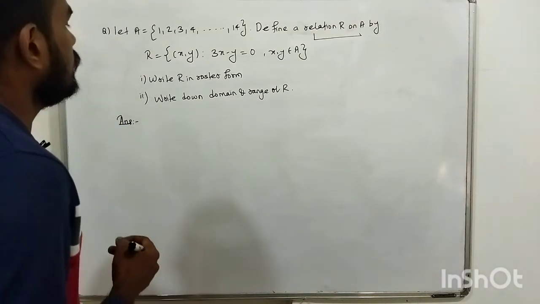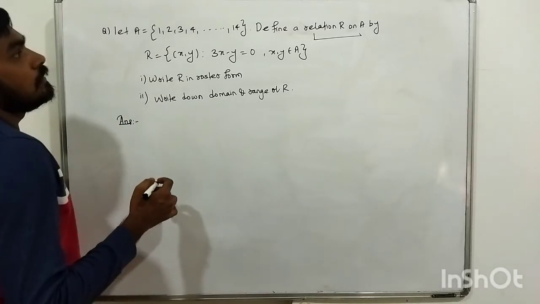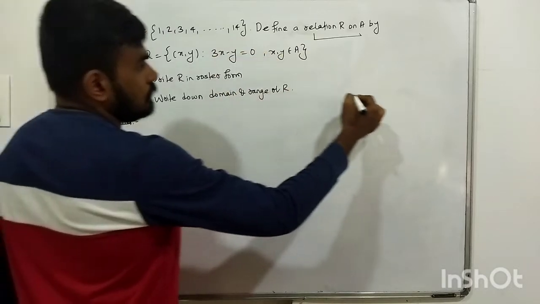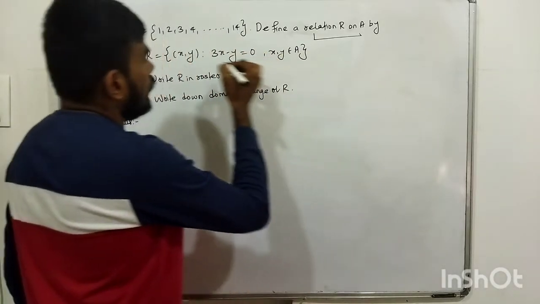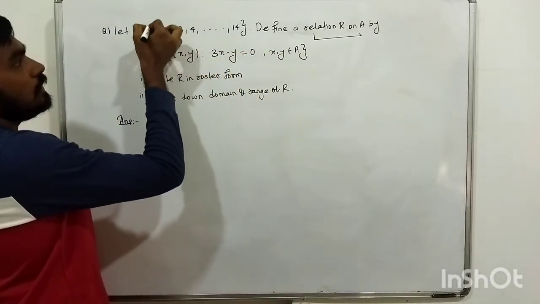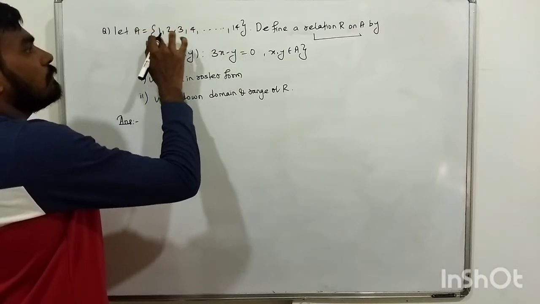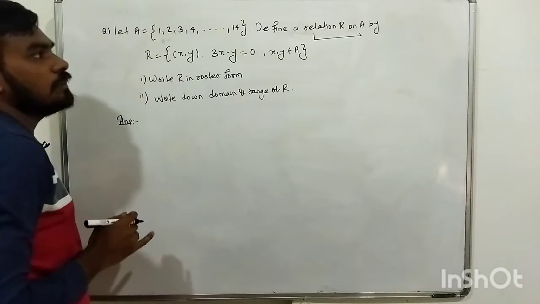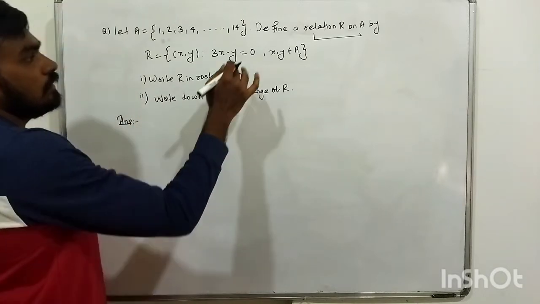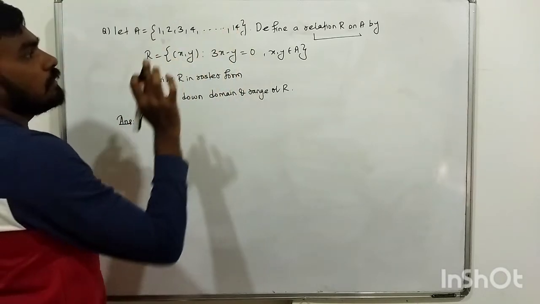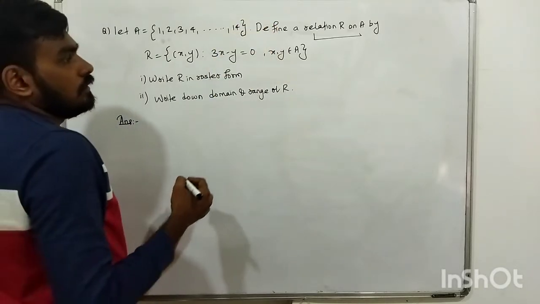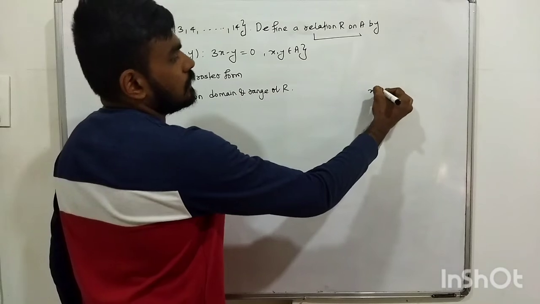Now, how will we write in roster form? So, just remember this. The first set means x. x should take values 1 to 14, natural numbers from 1 to 14. x can't take values beyond 14 here or beyond 0 here. Okay. Similarly, y also can take values 1 to 14, natural numbers, that you have to remember. Okay. Now, x is equal to 1.